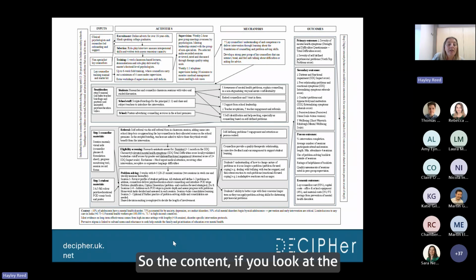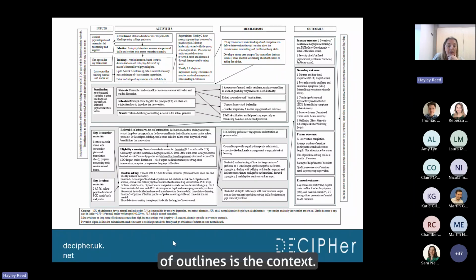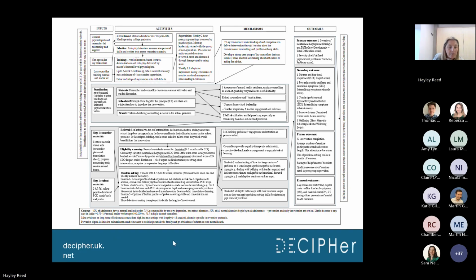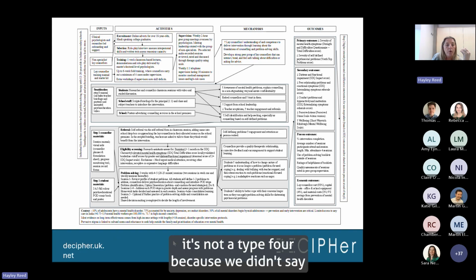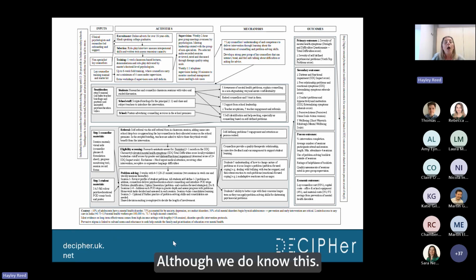So the content, if you look at the context bit, which is at the very bottom, one of the things which it outlines is the context. So it is more of a type 2 intervention logic model. But some of these things we didn't link. So it's not a type 4 because we didn't say how that context affects different areas, although we do know this.